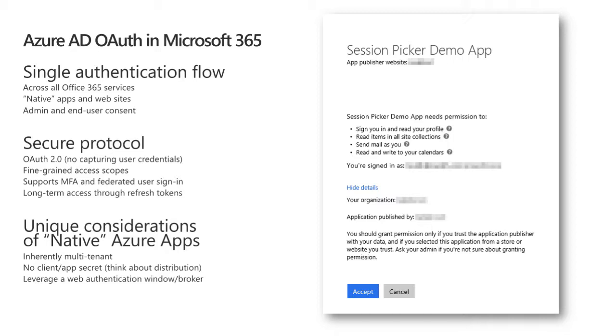Now, native applications differ from web applications in a few different ways because first, they're multi-tenant by default, and you don't need to worry about sending app credentials or app secrets when the native app is distributed, because it can't contain a secret, because once you distribute the app, it's never really going to be a secret. So instead, we're going to use some special redirection URLs.